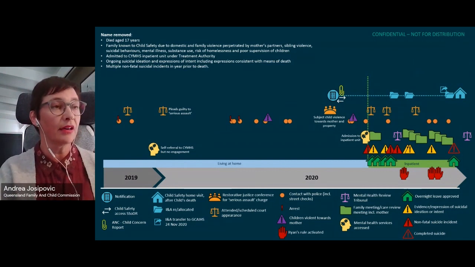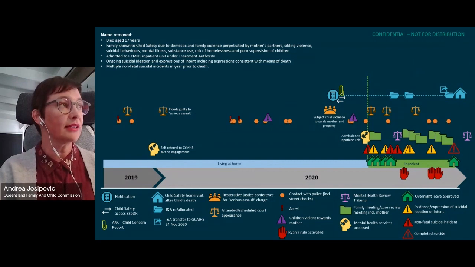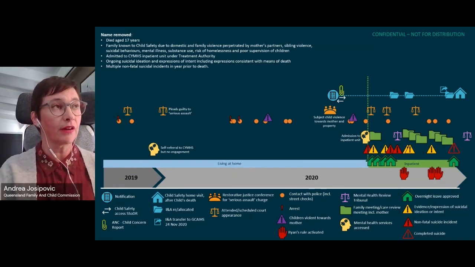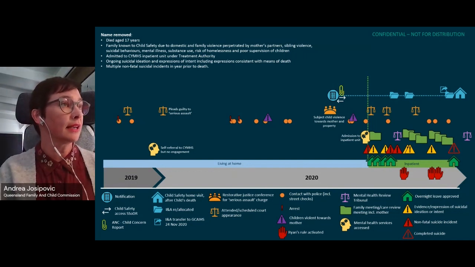So with this particular young person, they died at age 17. The family was known to child safety, in particular due to domestic and family violence perpetrated by several of the mother's partners. There was also sibling violence, strongly indicating again that at times when children and young people are exposed to domestically violent behaviours in the home, they will start to exhibit these behaviours in their own responses to stress and adversity. There's suicidal behaviours, mental illness, substance use, risk of homelessness, and poor supervision of the children. So probably quite a bit of neglect going on as well.